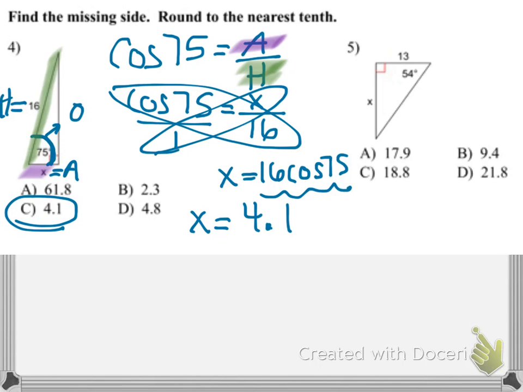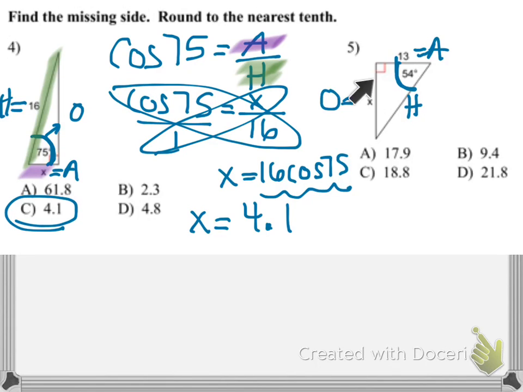Okay, same thing with number 5. We're going to do the same thing. I have this angle here. And now let's label all our sides. Well, my opposite side is x. My hypotenuse is always across from my 90 degrees. And then this last one here is my adjacent side.